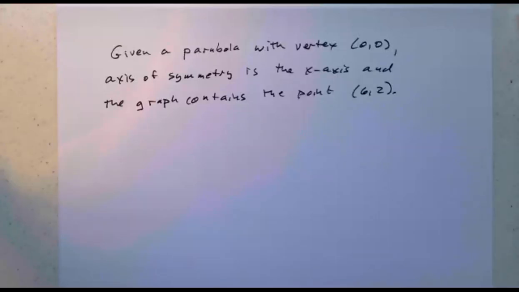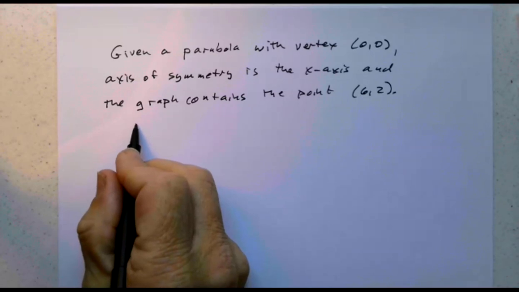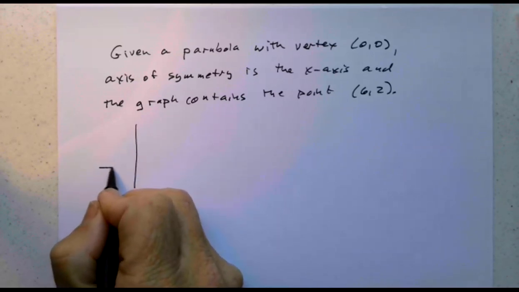Okay, we're given a parabola with a vertex at 0, 0. The axis of symmetry is the x-axis, and the graph contains the point 6, 2. What can we say about this? So let's do some analysis regarding this. We've got the point 0, 0, and we've got the point 6, 2.